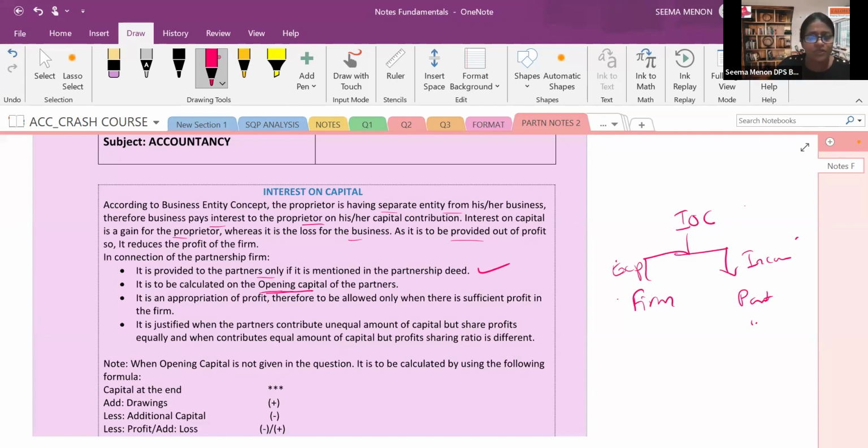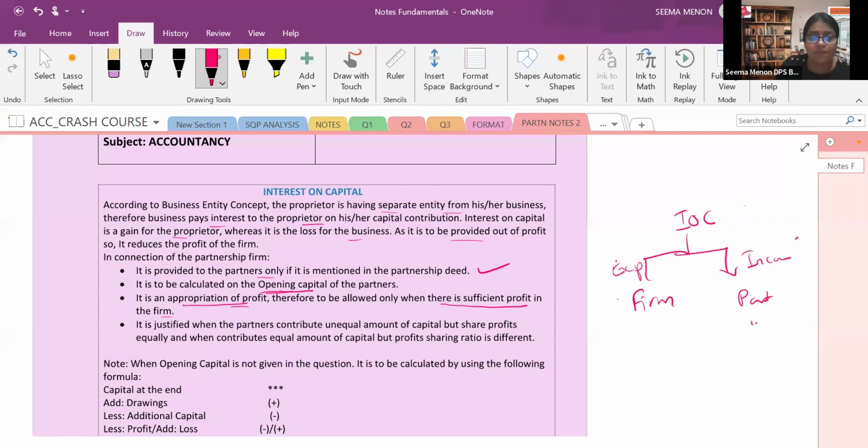It is an appropriation of profit. From where are we giving? From the profit appropriation. Whatever net profit they make, first they will make the gross profit, then the net profit. From the net profit only, they will distribute all the expenses related to partners. That is why the word is used: it is an appropriation of profit. Appropriation means from the profit. So if there is a profit, only then will you pay the interest. That is why it is written again: if there is sufficient profit, only then will the partners get interest on capital.